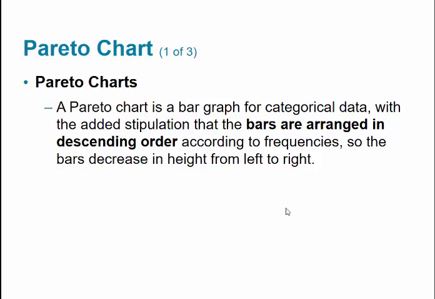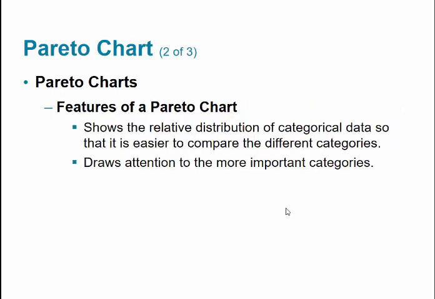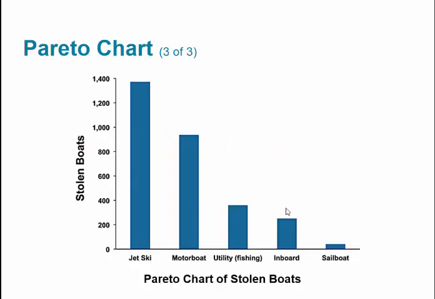So when you see a Pareto chart, the first bar will be the tallest, and then the next one will be the next tallest all the way down to the smallest or the shortest bar. Some of the features: it shows the relative distribution of qualitative data, so it's easy to compare different categories, and it draws attention to the most important categories. So here's a Pareto chart, and you can see it goes in descending order.